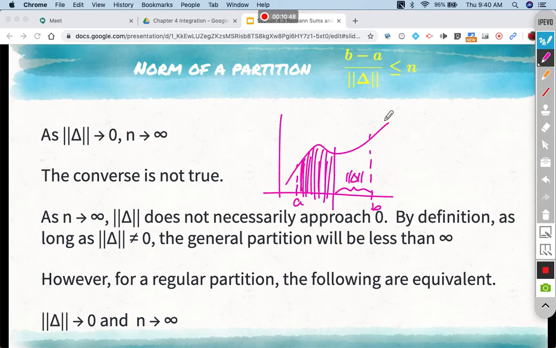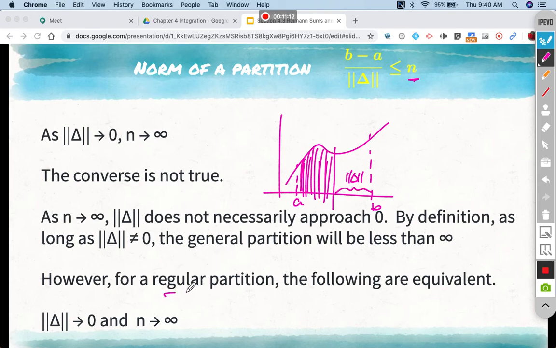So my n can still approach infinity over here, but my norm is staying put. My biggest interval doesn't change. So just because n approaches infinity doesn't mean the norm approaches 0. But if the norm approaches 0, then we can say n also approaches infinity.